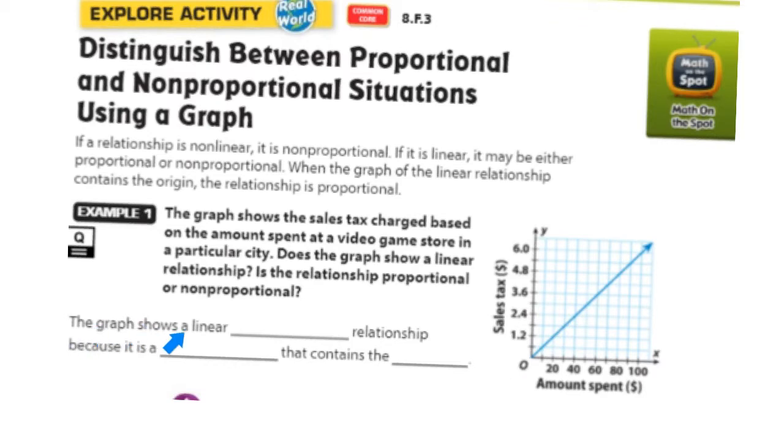So the graph shows a linear proportional relationship because it is a line that contains the origin. If I write it in there, it's just too small for me to write, so that's what it's supposed to be.